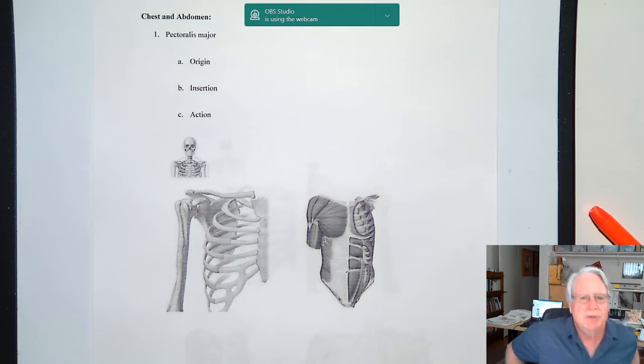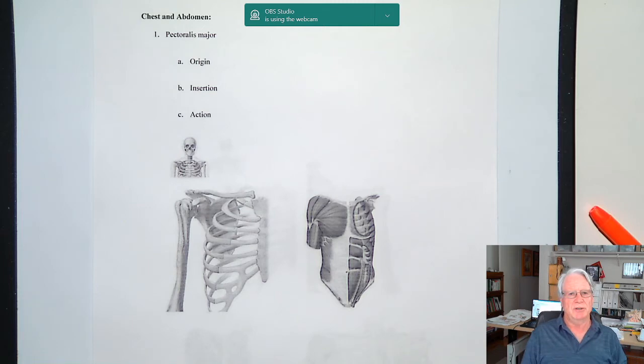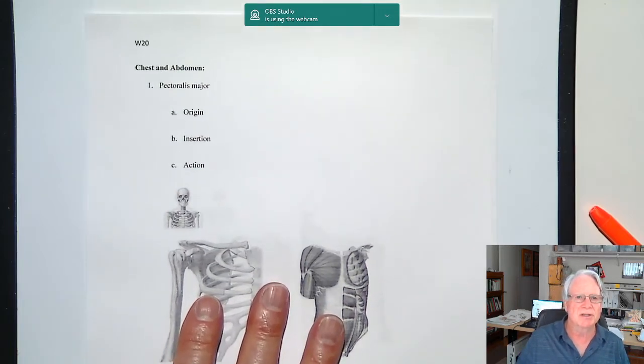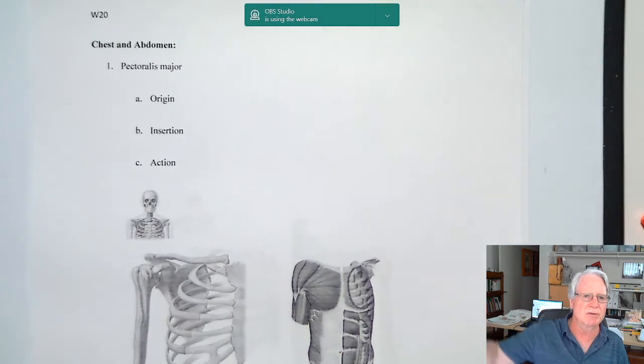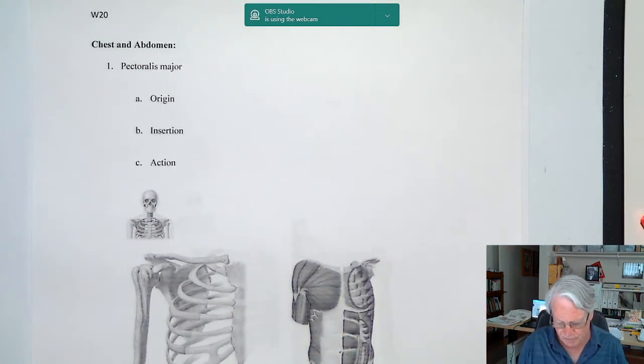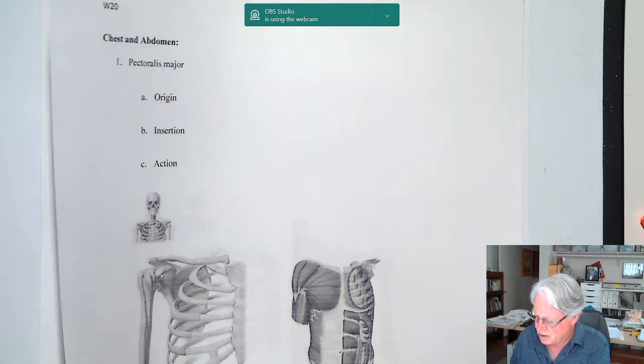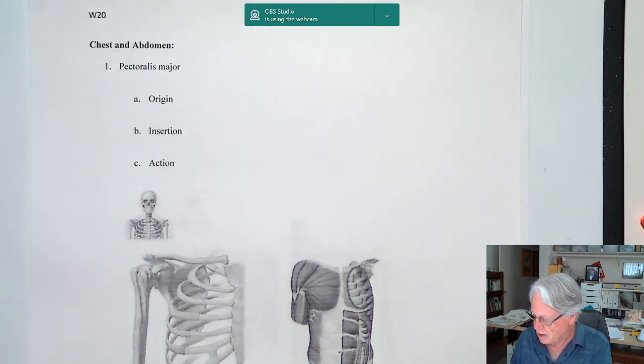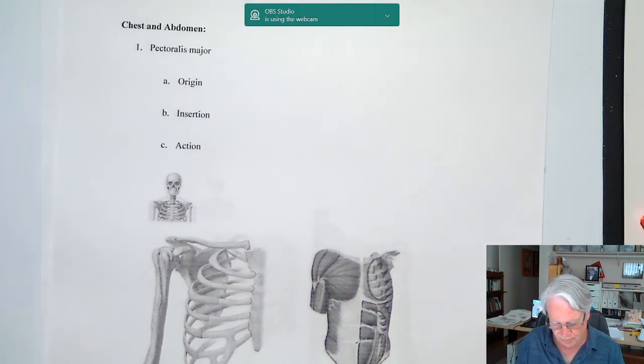So we're going to do just a very few muscles in this session, and we're going to do muscles that are superficial in the anterior and posterior trunk. And we're going to start off with one that is probably familiar to most of you already, which is the pectoralis major muscle. And let's go ahead and get that information down into our list. Let's start with the pectoralis major.